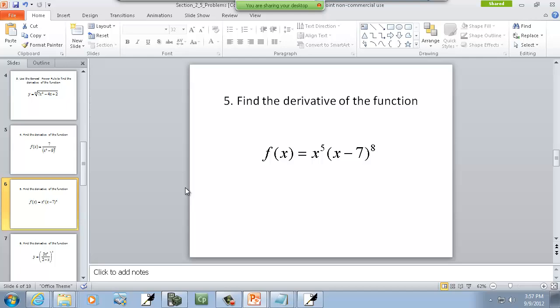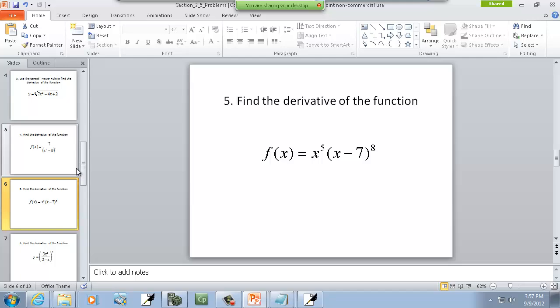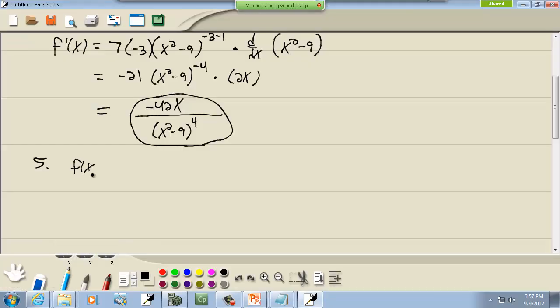Let's take a look at this one. We got f of x is equal to x to the 5th, and (x minus 7) to the 8th. Well, this is the product rule. We got this times this. So this is p and this is q. Now for p prime, that would be 5x to the 4th. Now to find the q prime, I have to use a chain rule.